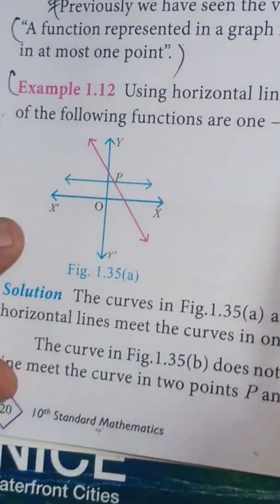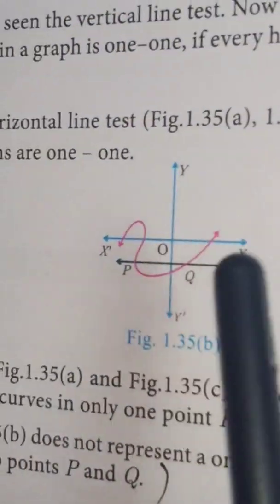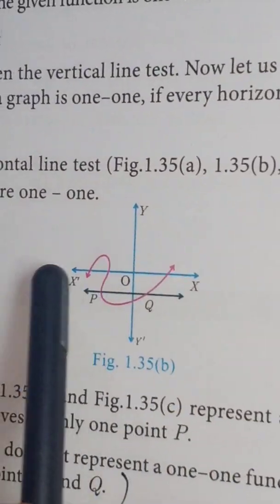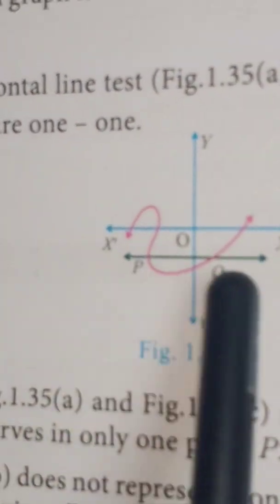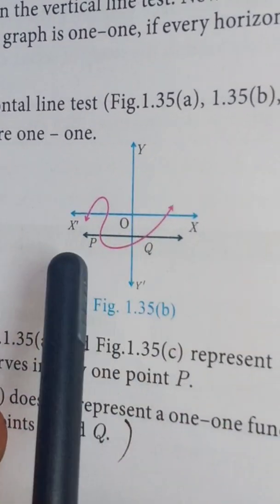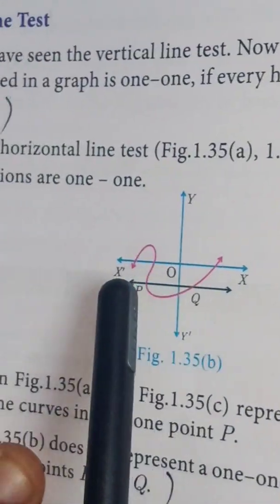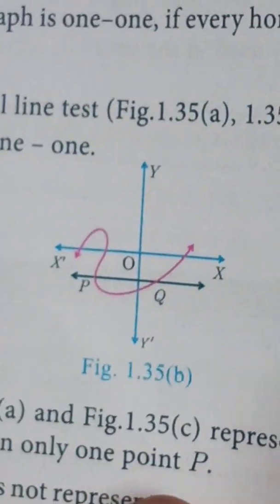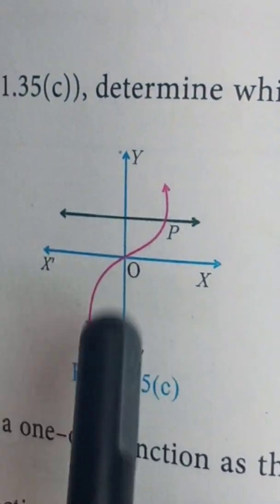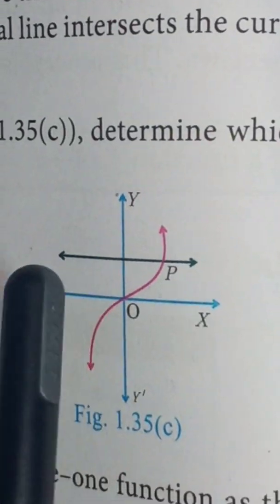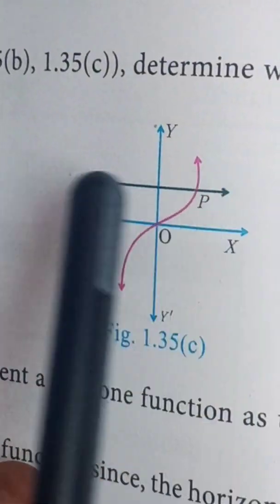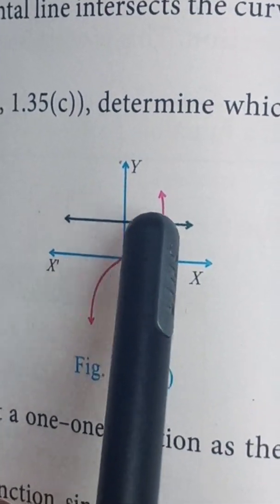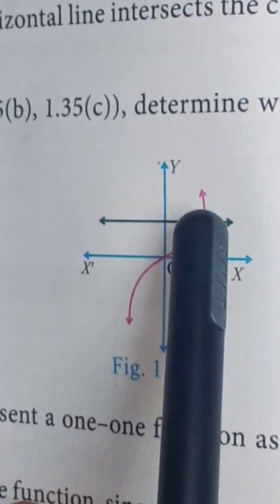Look at that. This is a curve. This is a horizontal line. This is x-axis, y-axis. This black color line intersects the curve at how many points? 2 points. Therefore, it is not a one-to-one function. This one, x-axis, y-axis, curve, here it is. There is a horizontal line. This horizontal line intersects the curve at only 1 point, exactly 1 point. It is an one-to-one function.